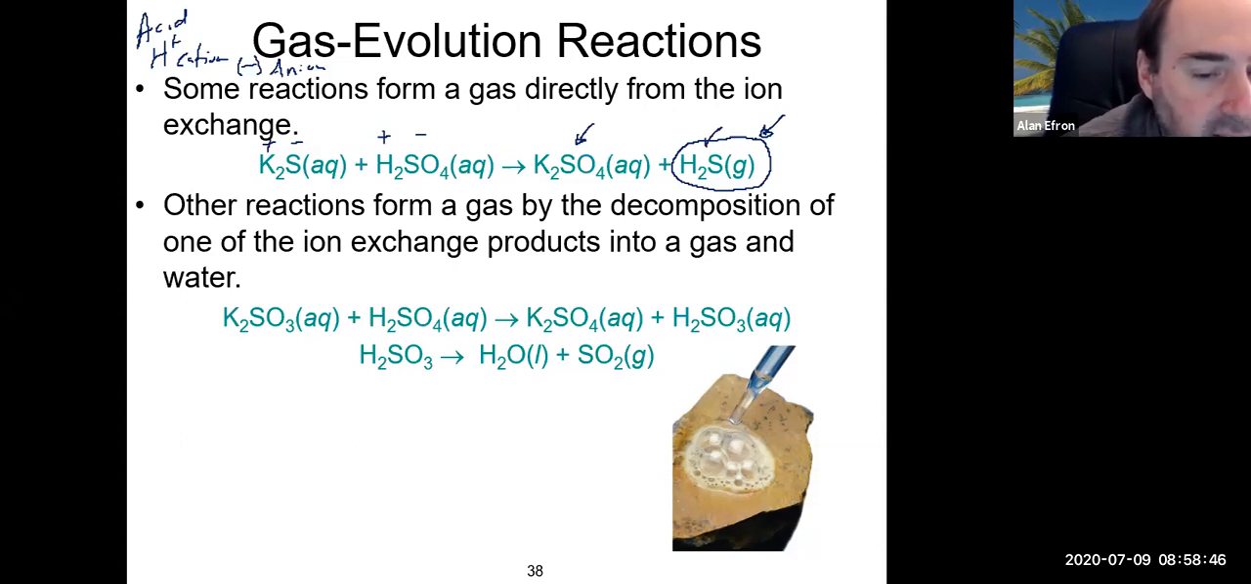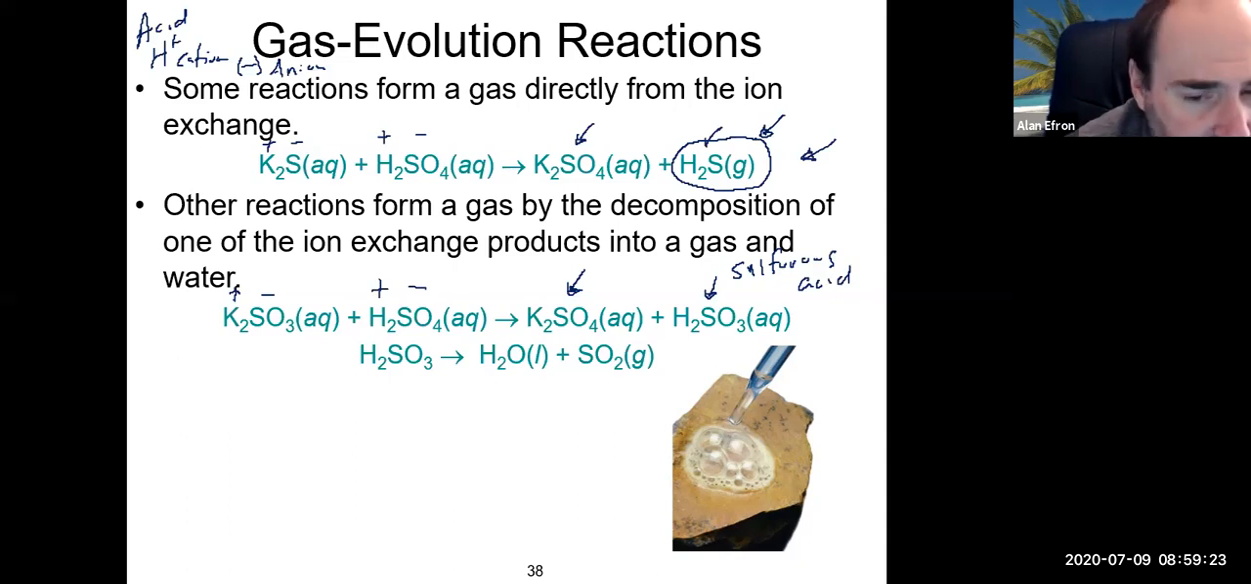Now, sometimes when you do this double displacement reaction, like we have here as well, positive, negative, we do get our K2SO4 just like above, but in this case, because this is sulfite instead of sulfide, what we get is this aqueous compound here. It is H2SO3, sulfurous acid. So instead of a gas being made, we actually made this acid.